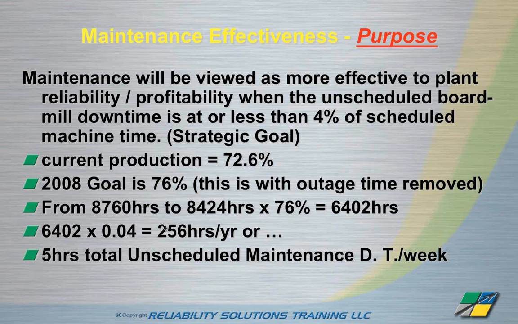The current production rate is 72.6%. The 2008 goal is 76%. That's with the outage time backed out of there. So you take 76% of 84.24, and that gives you 6402 hours. Multiplied by 0.4, you end up with basically 5 hours of unscheduled downtime a week. So from my strategic goal of mill downtime less than 4% of scheduled machine time annually, I can drive to a 5-hour unscheduled maintenance downtime per week goal, which is, of course, more of a tactical goal. All right, so you can tie strategic straight to tactical.